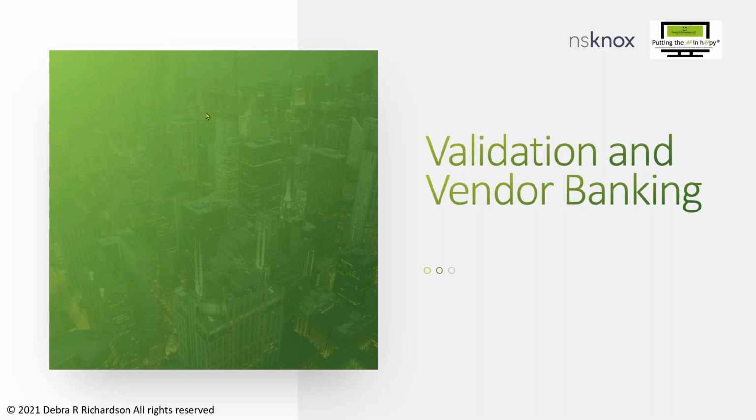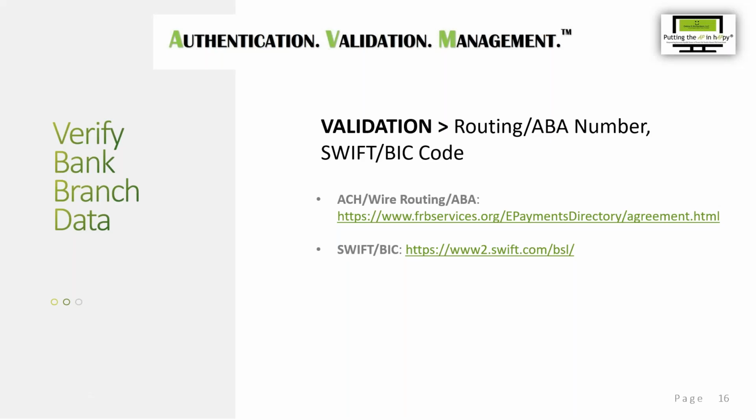Now, validation and vendor banking. So once you receive the company branded ACH form back, you want to validate the bank data, and you want to start with the bank branch information. So the routing number, the ABA number, the SWIFT or the BIC code. And you want to make sure that your vendor's payment will be successful, because banks merge and get acquired all the time, and that can change those numbers.